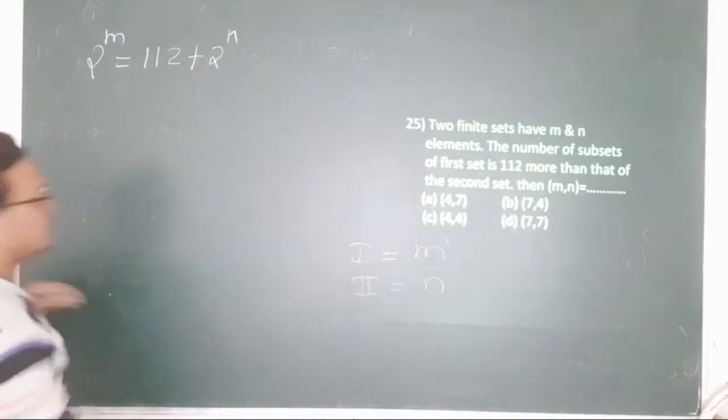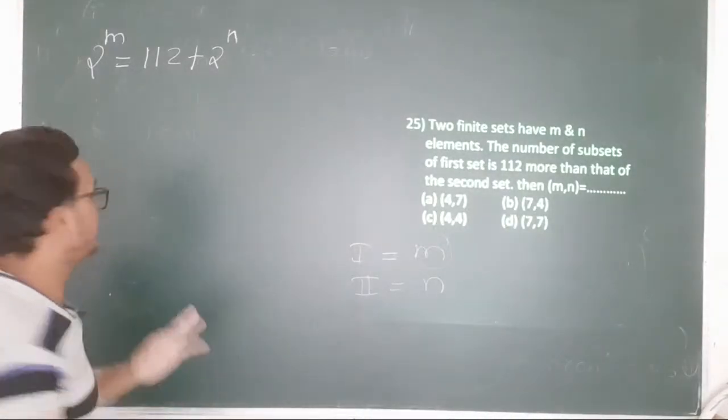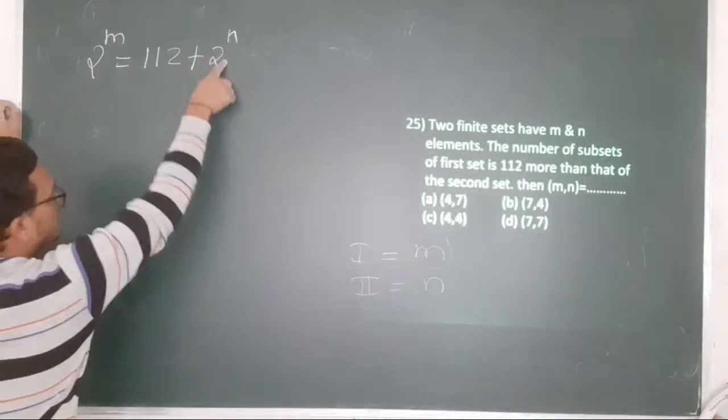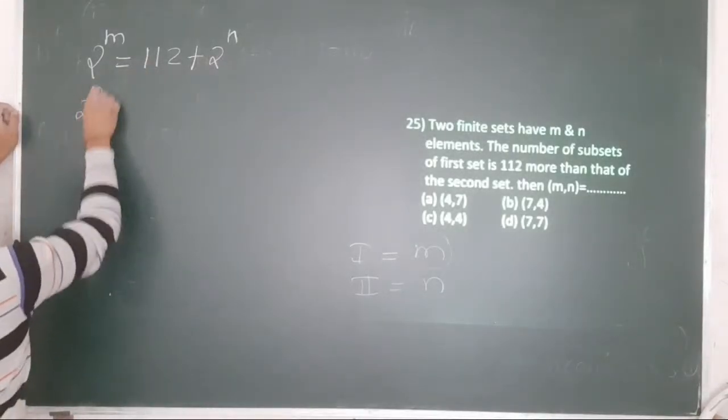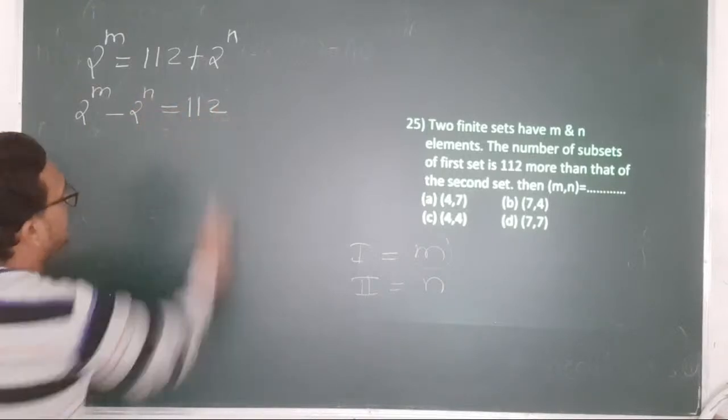Now again this 2 to the power n, why? Because again that also, subsets only we have taken. Now this plus 2 to the power n, transfer here. So it is 2 to the power m minus 2 to the power n is equals to 112.